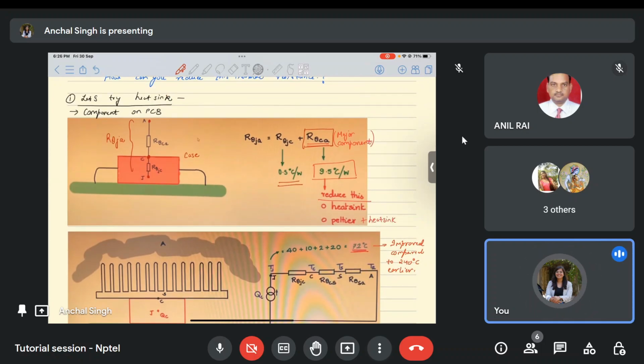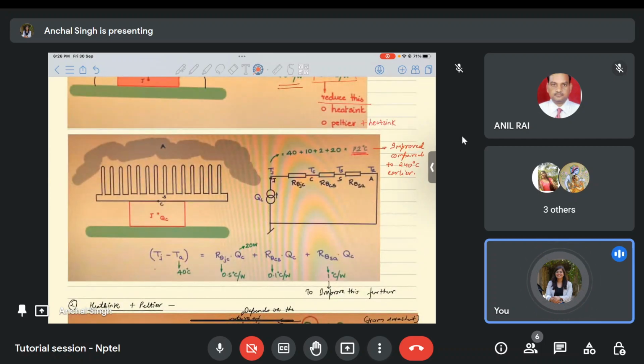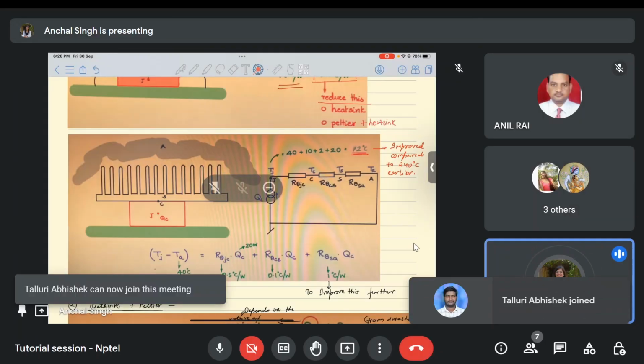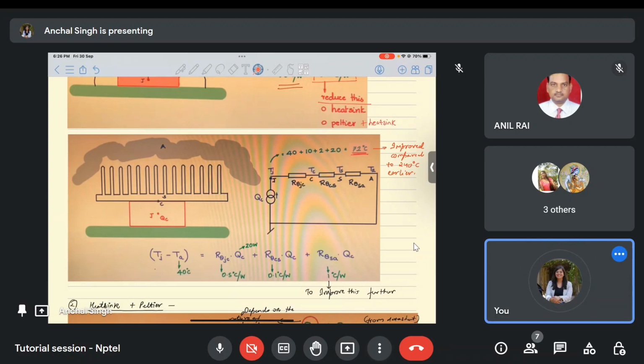That means we need to put something above the IC so that it dissipates heat to the ambient at a much better rate. So the first thing that comes to our mind is a heat sink. So let us put a heat sink here. This is our component, the red component, and above that we'll just put a heat sink and see what happens. When we put this heat sink here, we have introduced another node. Initially there were just J, C and A. Now there are J, C, S for heat sink, and A.